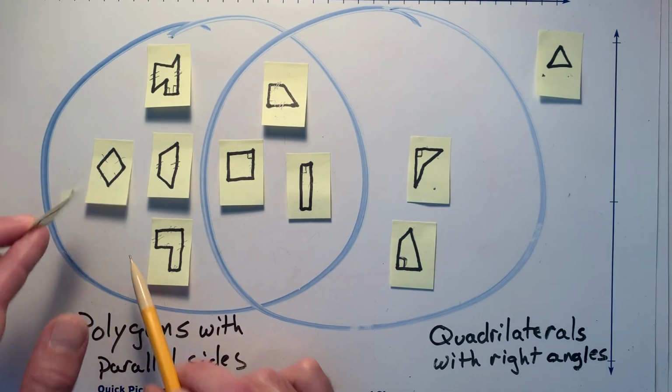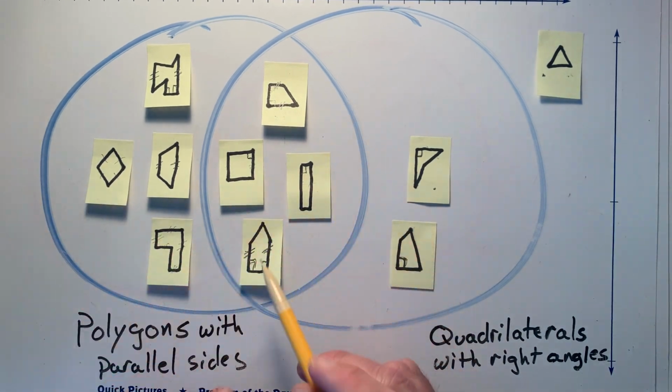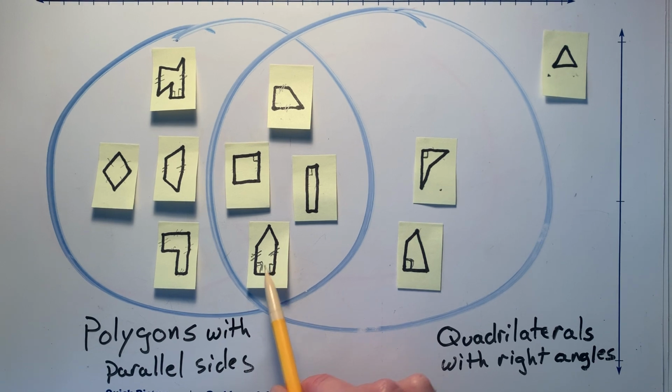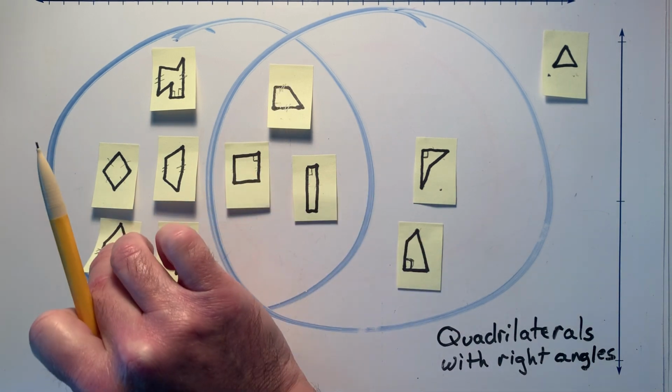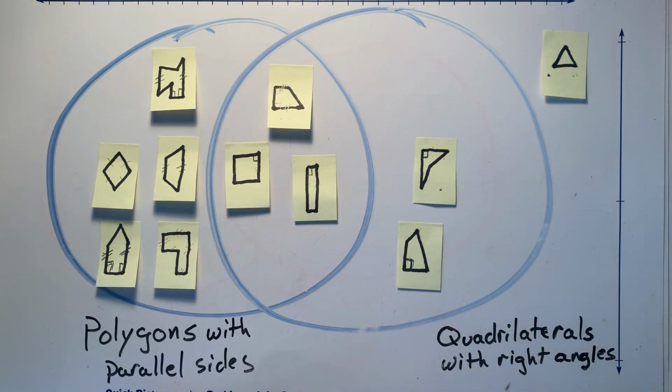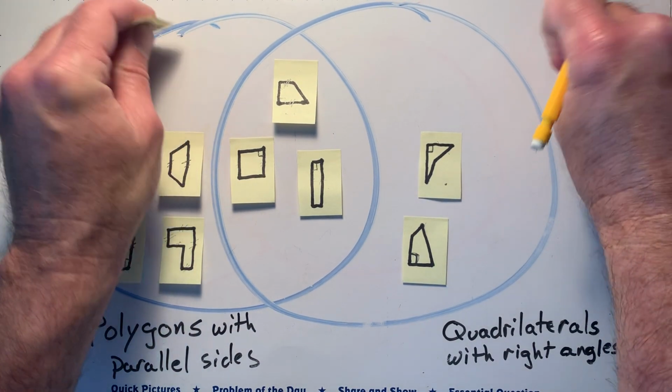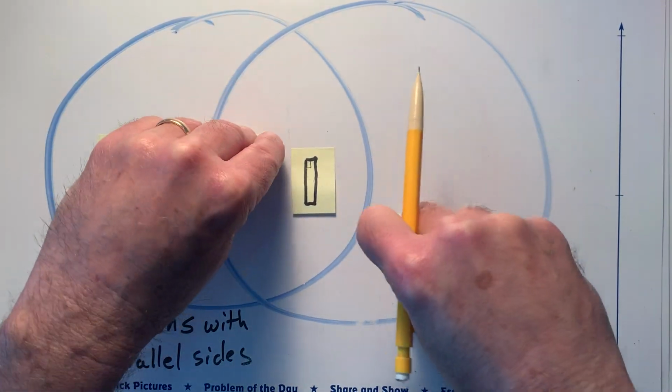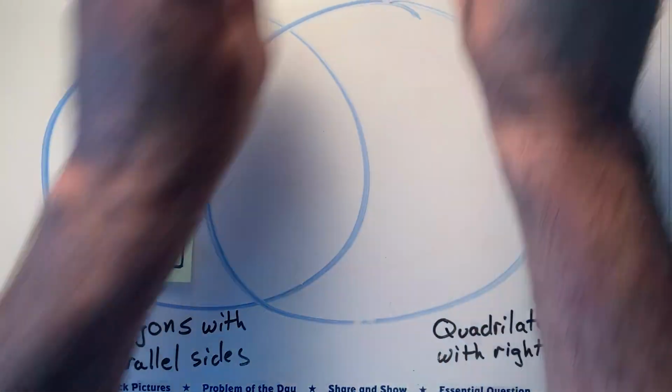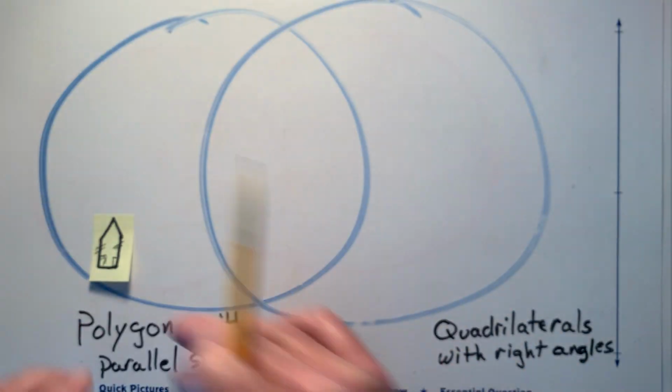But I cannot put it here. How come I cannot put this here? It has right angles. It has parallel sides. It's both. But it's not a quadrilateral. This is a pentagon. Therefore, it has to go over with the polygons. This is why you need to be careful when doing these shapes. You must look carefully.